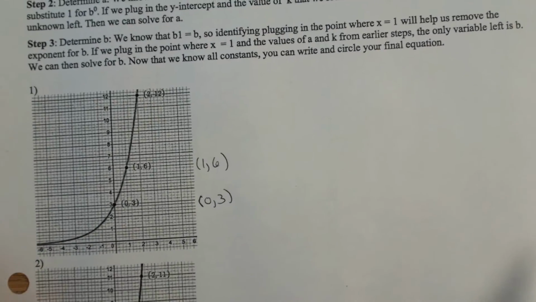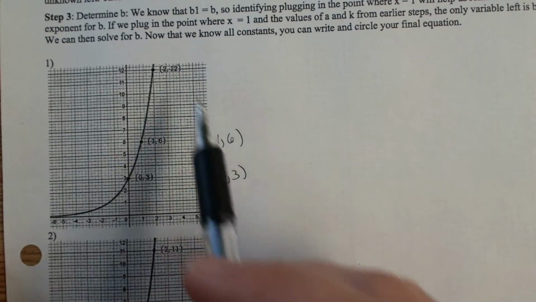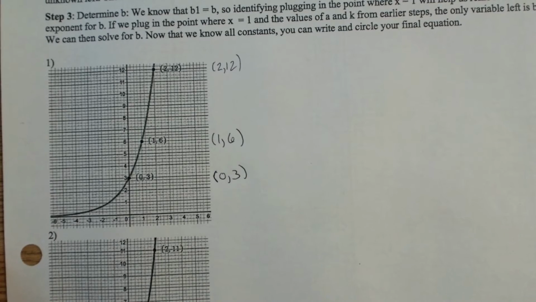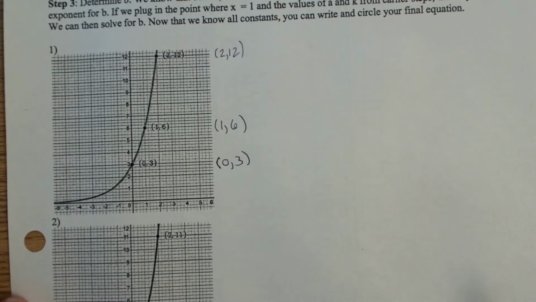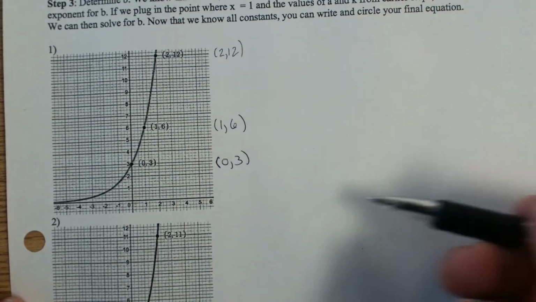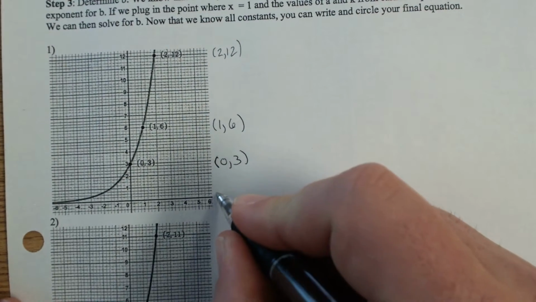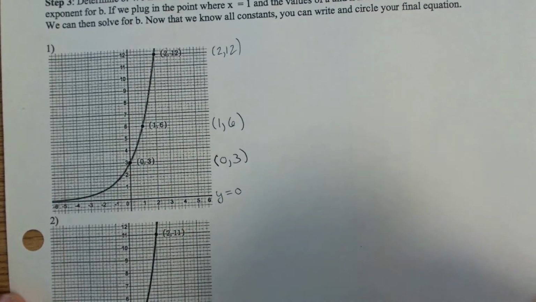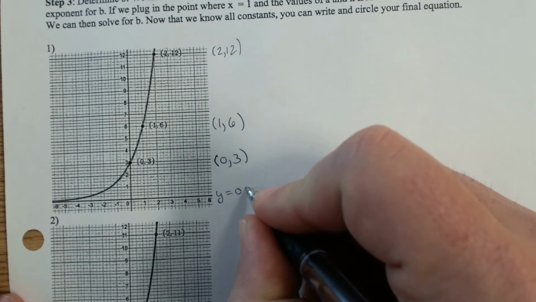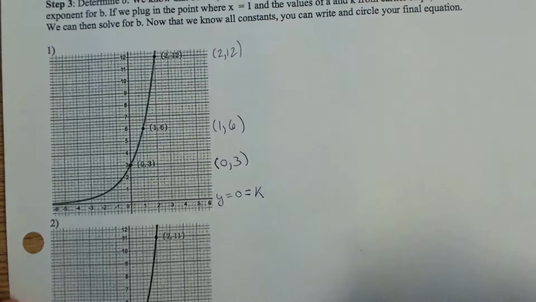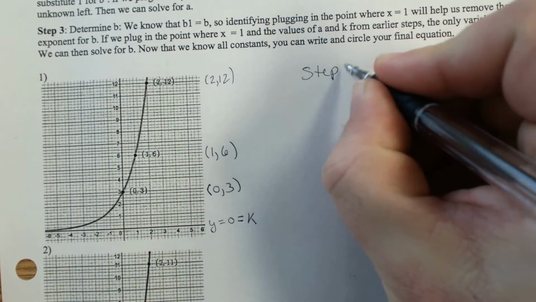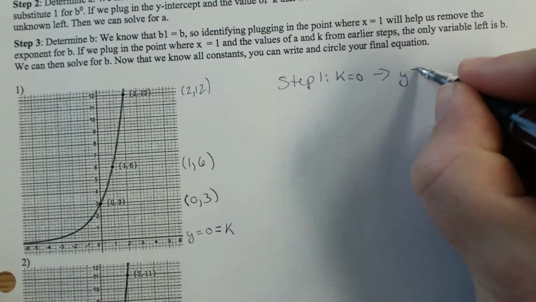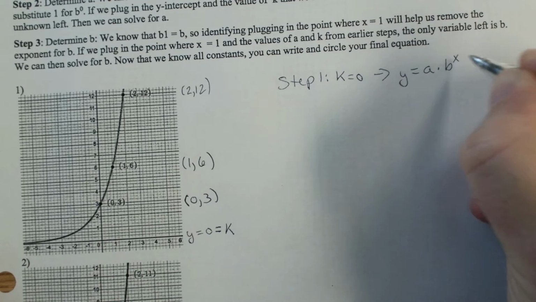So in this example 1, again, I wrote down these 2 key points. I also have this point up at the top here, 2 comma 12. We won't need it. The only reason we'll need that maybe is to check our answers at the end. But step 1 is to identify the value of y at this flattening out point, and that's simply y equals 0 for this one. As I've said, sometimes it moves up and down, as you'll see in examples 2 and 3. But whatever that value is, that's also going to be the value of k. So step 1, k equals 0. So our equation so far is y equals a times b to the x plus 0.